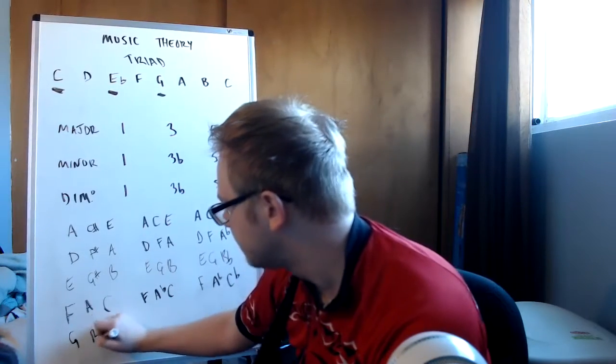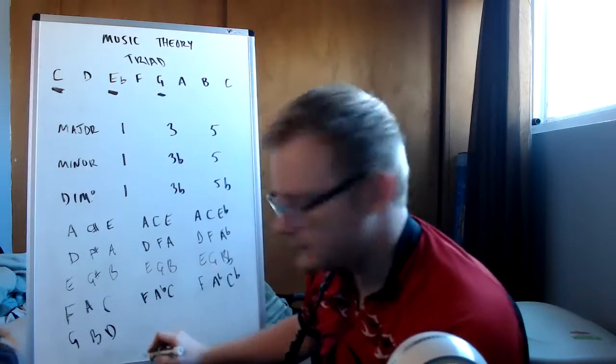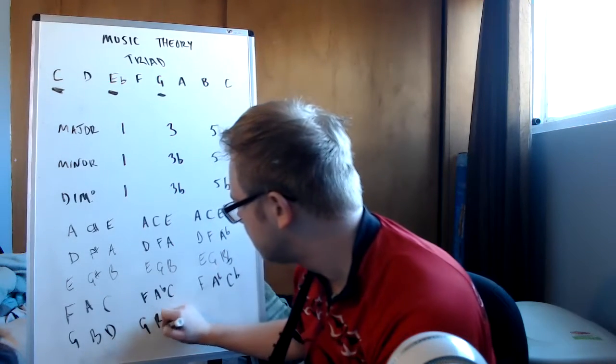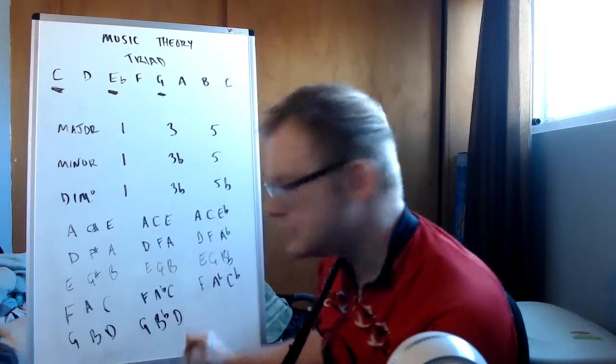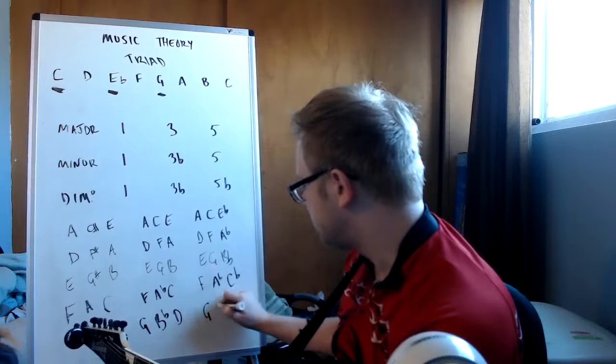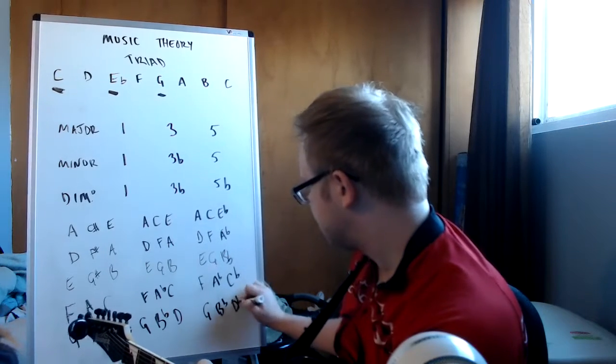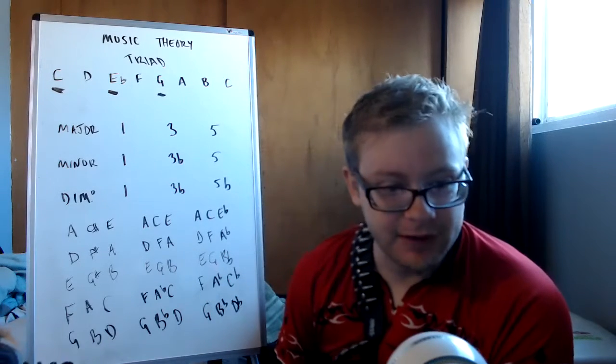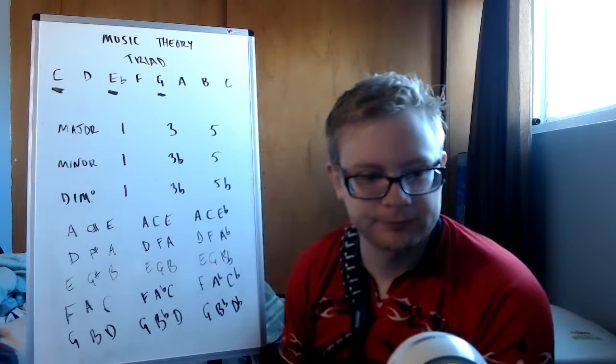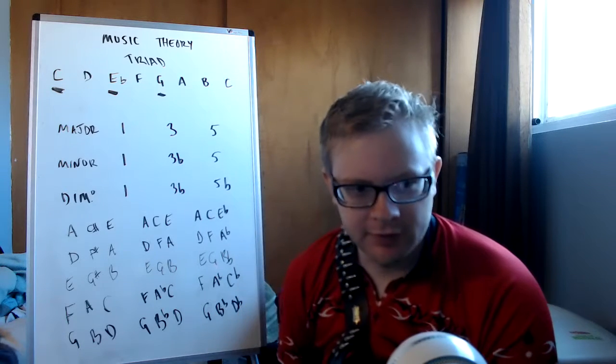G, B, D. That's a major G. G, B flat, D makes it minor. G, B flat, D flat makes it diminished. All right, so now I'm out of space.